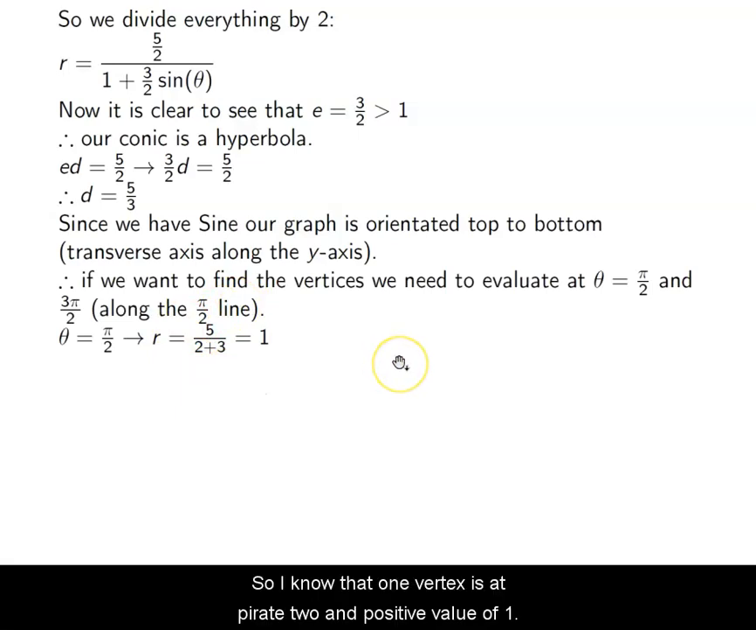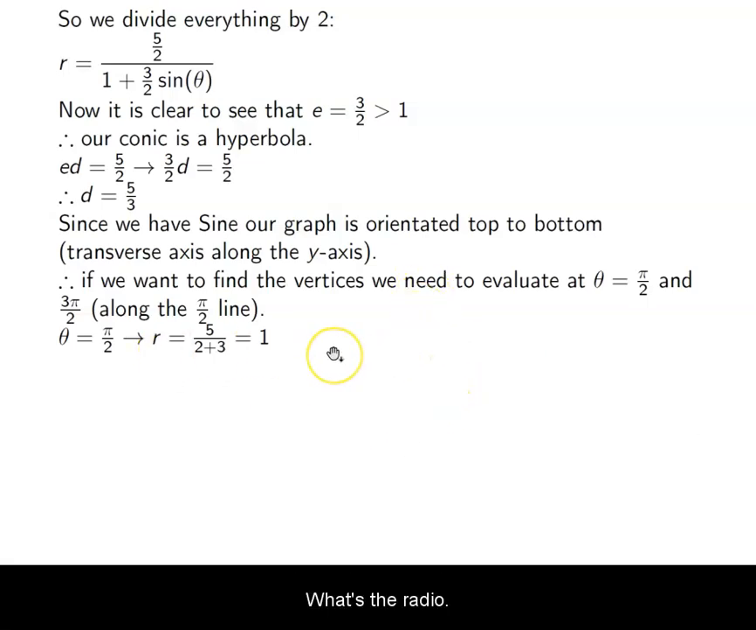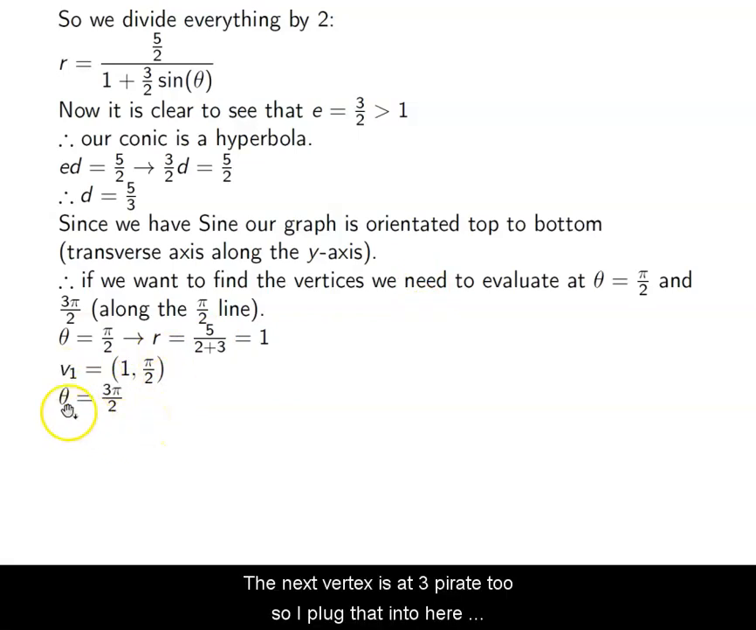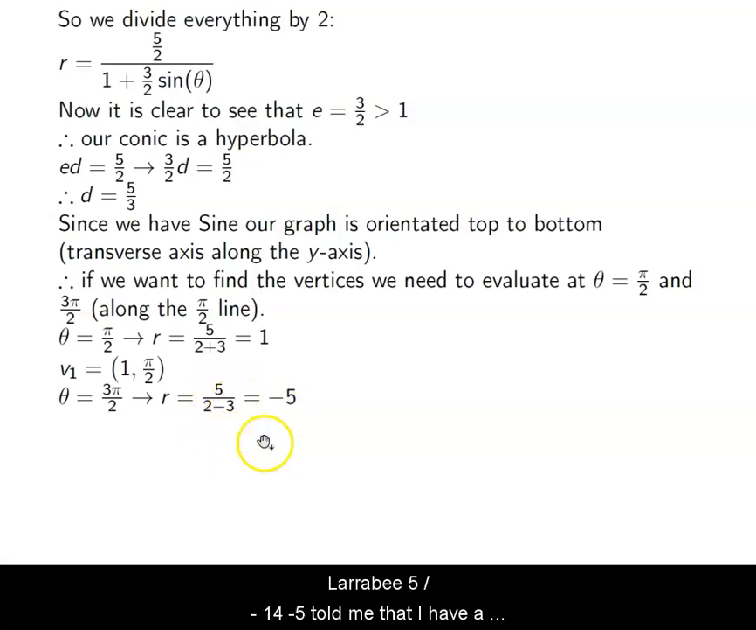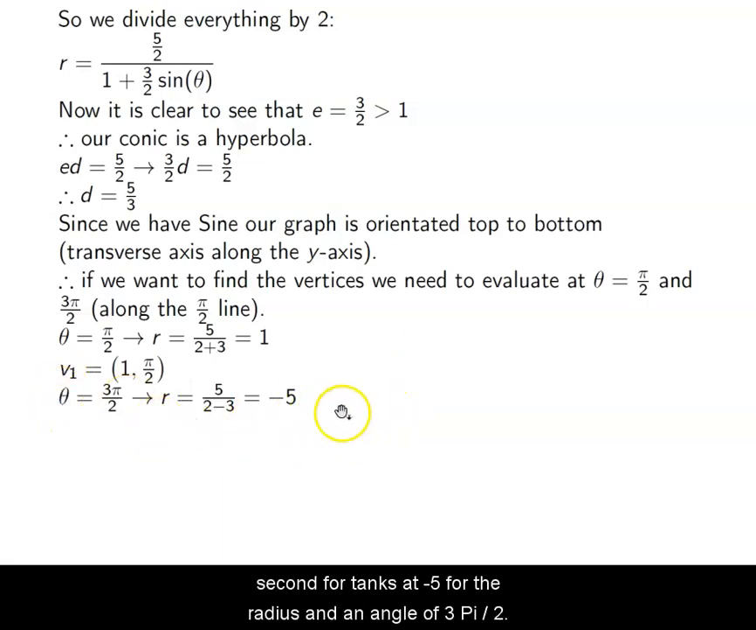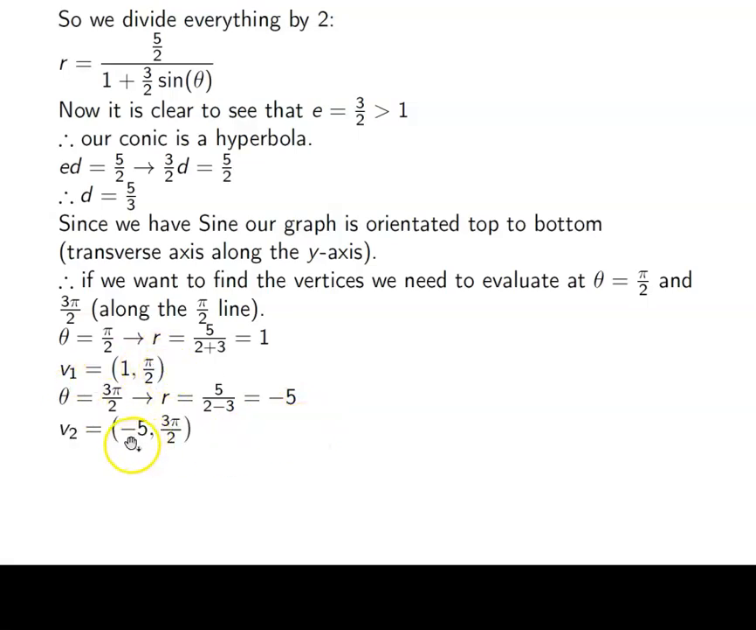So I know that one vertex is at pi over 2 and a positive value of 1. Okay, that's the radius. So that's the first vertex. The next vertex is at 3 pi over 2, so I plug that into here, and I get negative 1. So this will be 5 over 2 minus 3, right? So that'll be 5 over negative 1, or negative 5. So that tells me that I have a second vertex at negative 5 for the radius and an angle of 3 pi over 2, right?